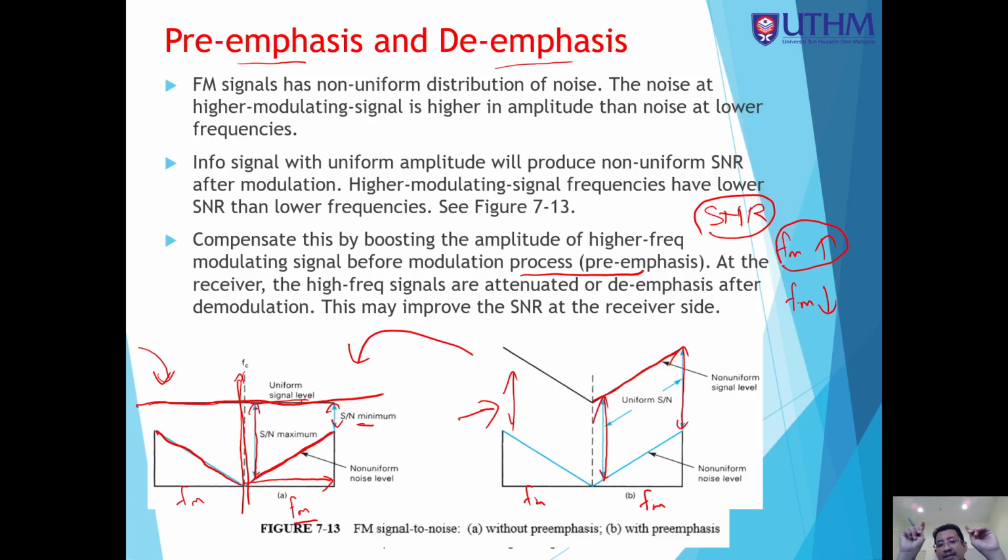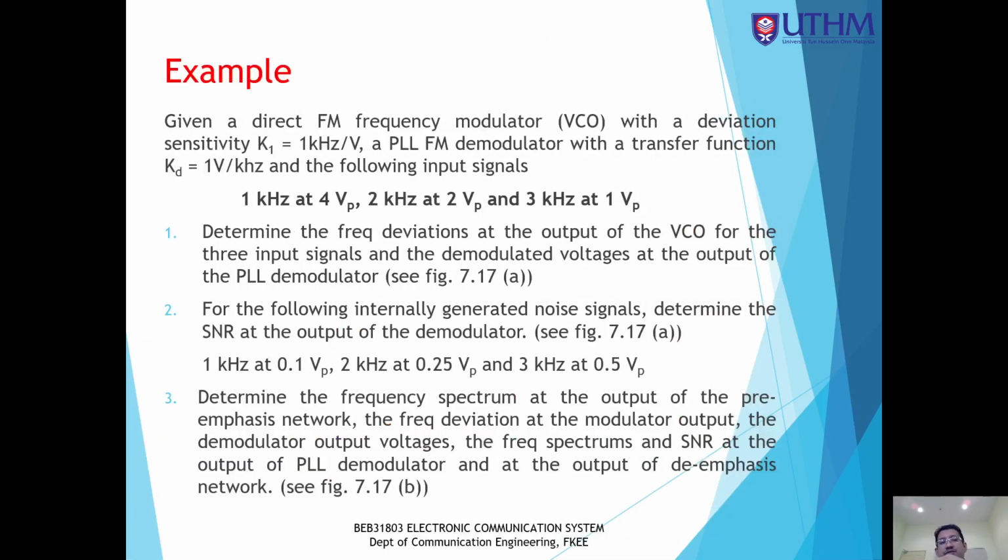So the word better SNR means that the SNR is higher. This can be seen from the example in Wayne Thomas's book, chapter 7, 5th edition. Given a direct FM modulator VCO with a deviation sensitivity of 1 kilohertz per volt.